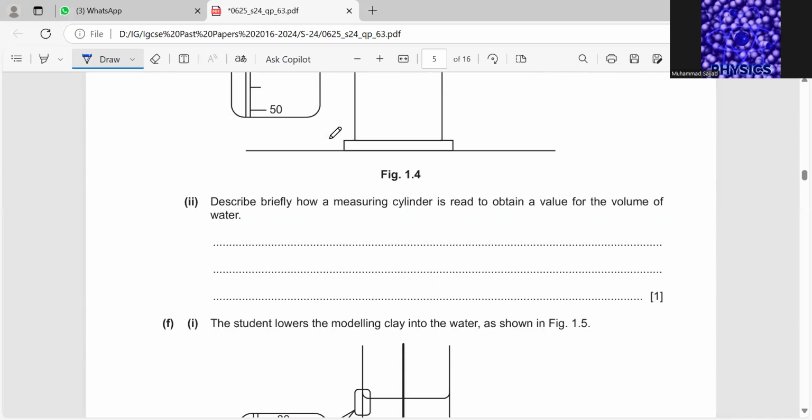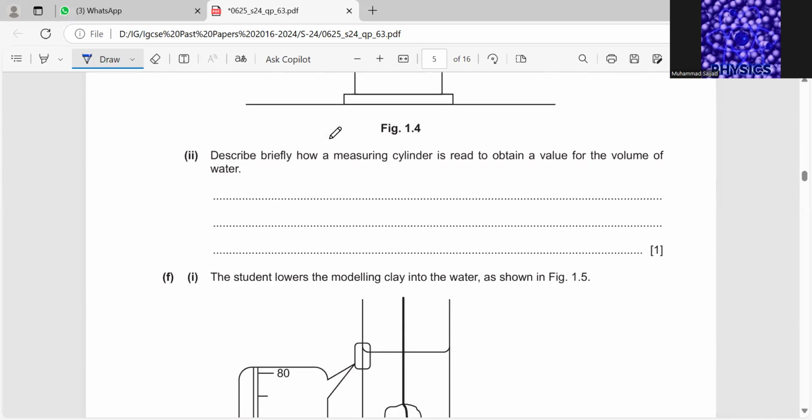Next is, describe briefly how a measuring cylinder is read to obtain a value of the volume of the water. So how to read it? That is very simple. The line of sight must be at 90 degrees to the scale of the measuring cylinder.